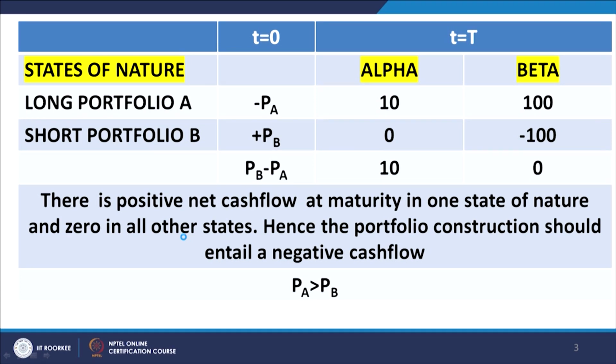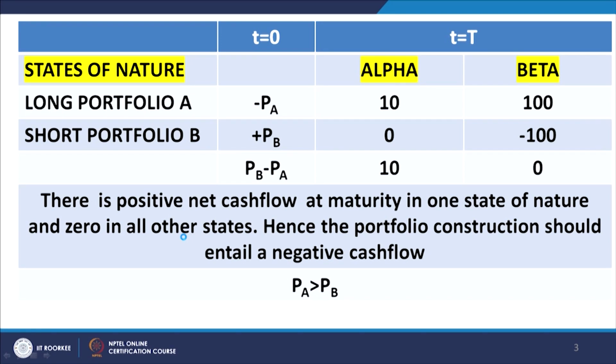We assume that in the state alpha, portfolio A gives us a payoff of 10, and in state beta portfolio A gives us a payoff of 100. Portfolio B gives us 0 and 100 respectively, and because B is short, the payoff would be negative, that is negative of the actual payoff. So, it would be 0 and minus 100. And now, clearly the conditions required by the theorem are satisfied. Portfolio A is as good as portfolio B in all these states, and there is at least one state, which is the alpha state, in which portfolio A is superior to portfolio B.